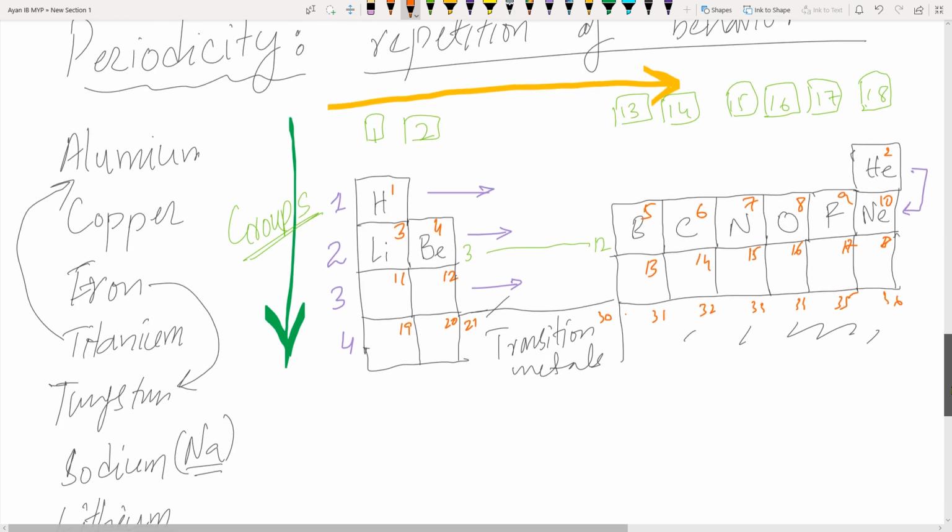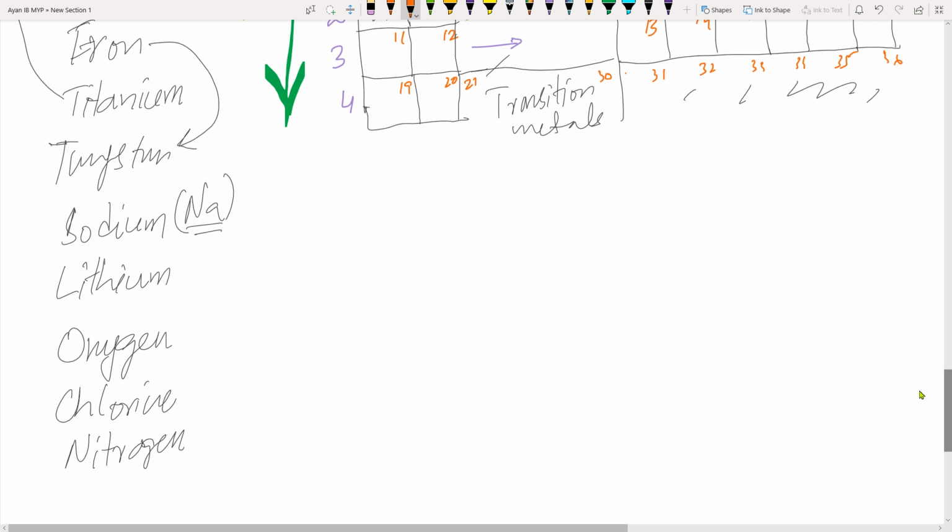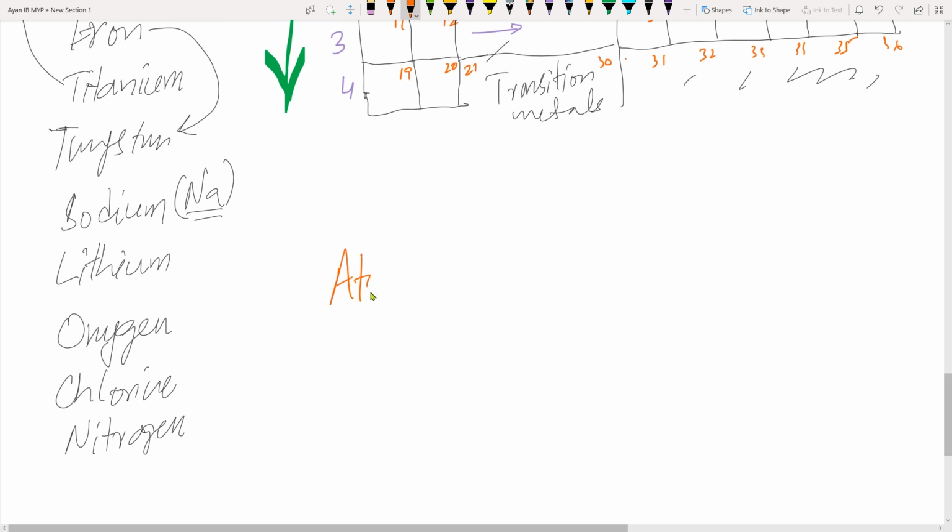And why these numbers exist, this is what we call the atomic number. What the atomic number represents is the number of protons an atom has, or the element in that matter, because elements exist as atoms.